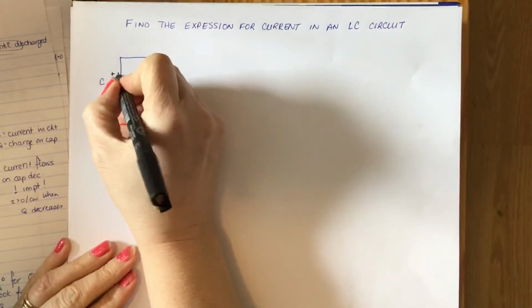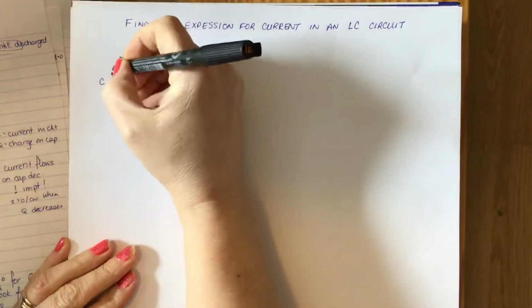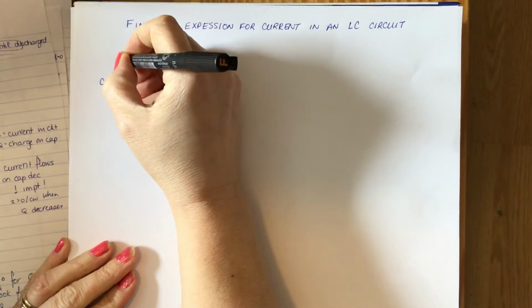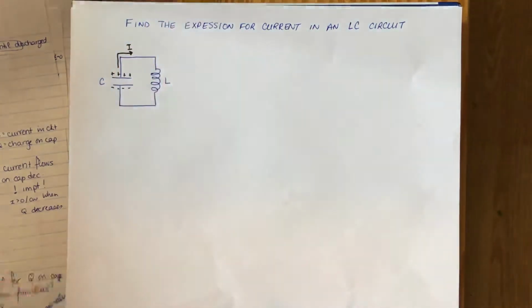I'm going to begin by assuming this plate is the positive plate, so that when the switch is closed and current is allowed to flow, the current will initially flow this way. Okay, so there's my beginning.